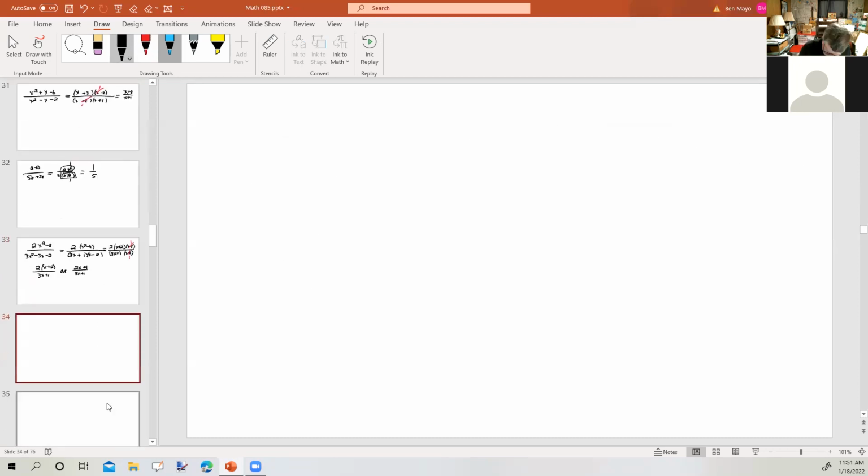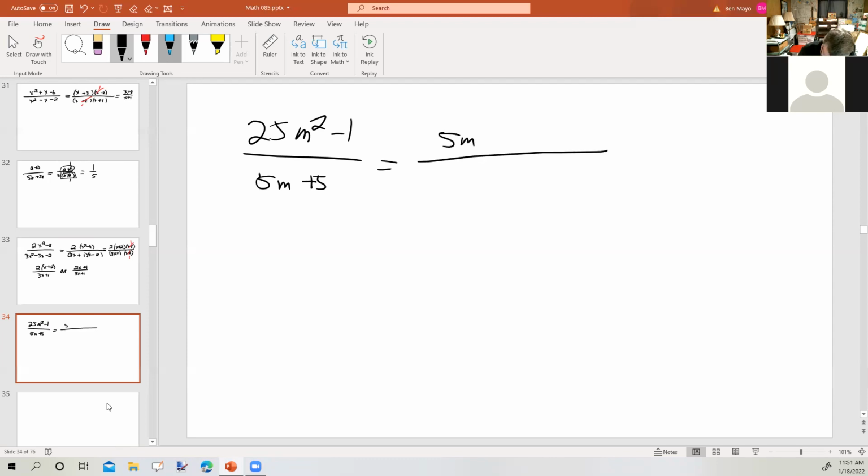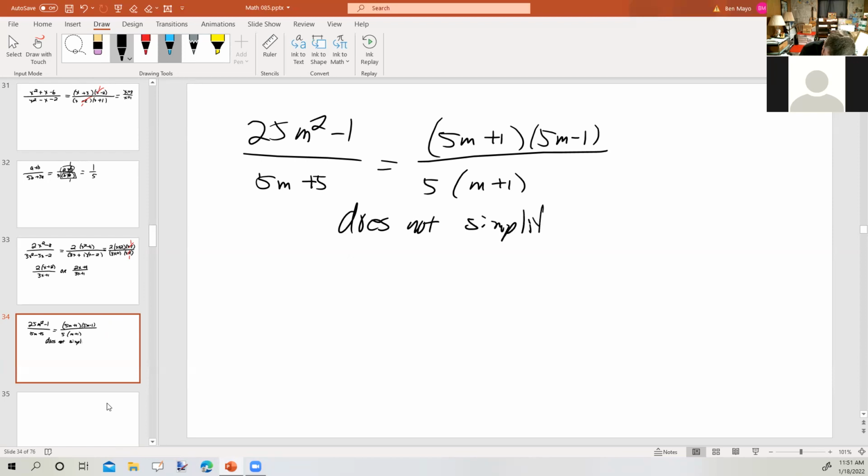How about this one? 25m squared minus 1 over 5m plus 5. In the numerator, we have 5m plus 1, 5m minus 1. In the denominator, we have 5 times the quantity m plus 1. This does not simplify. We can pull it apart, but there's no common factors to reduce out.